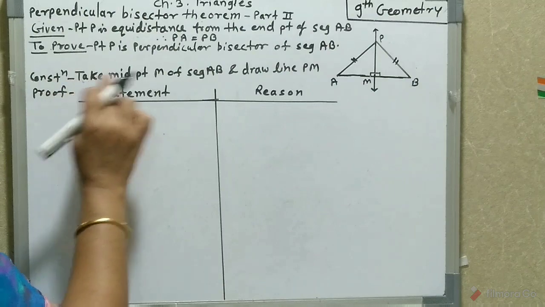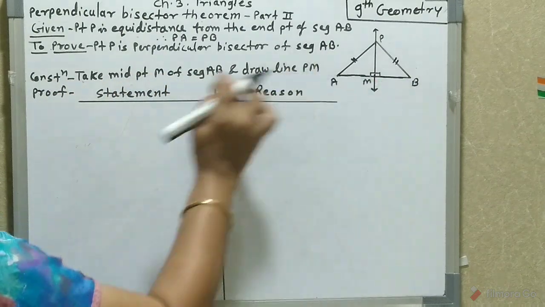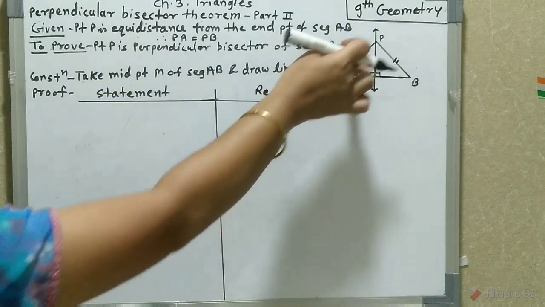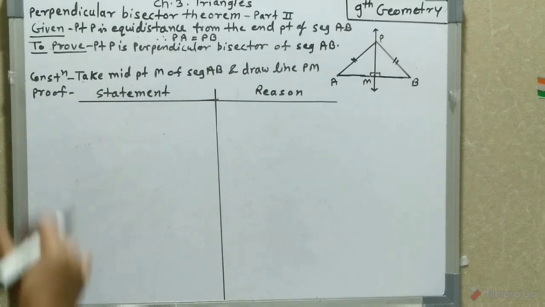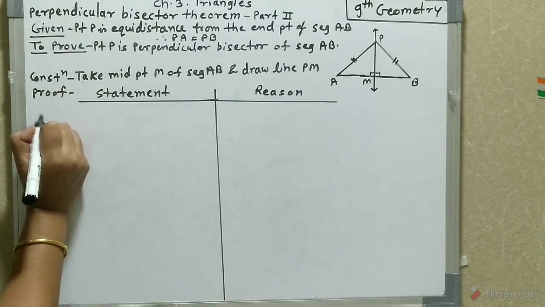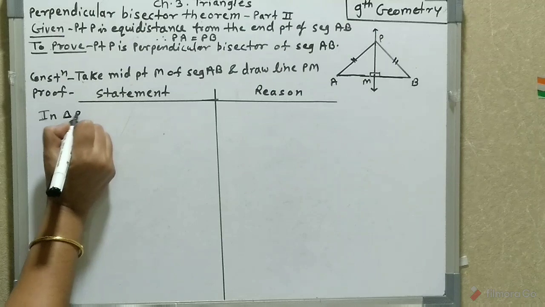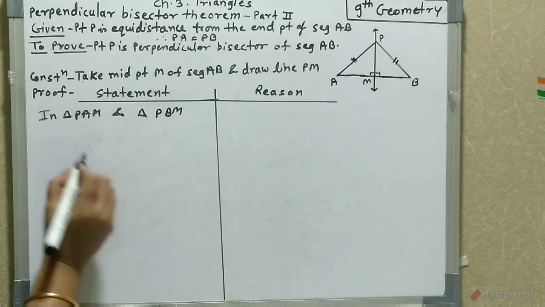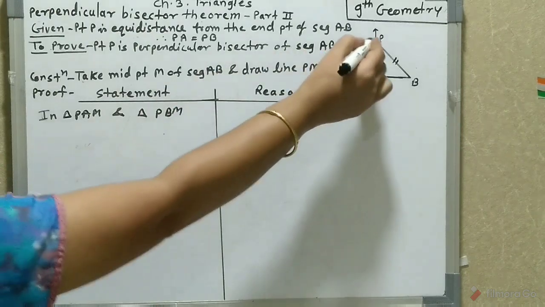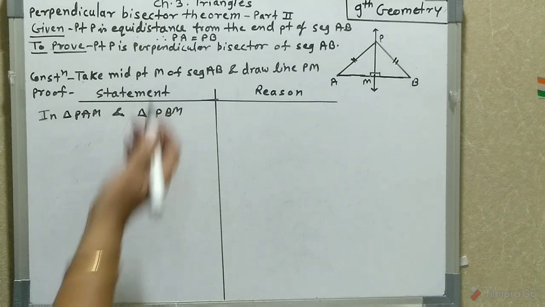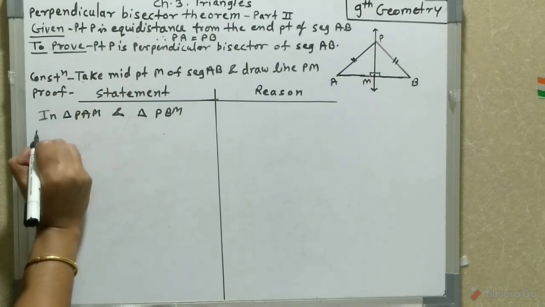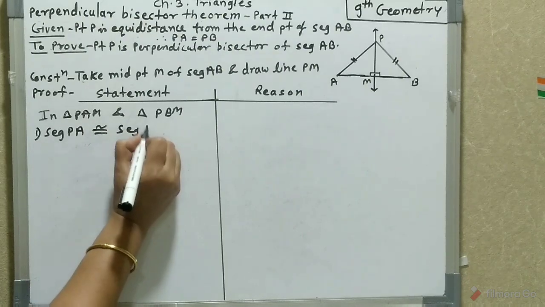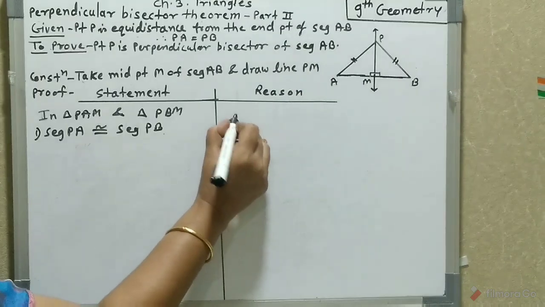So now what is the construction? Take midpoint M. This is midpoint M of segment AB and then draw this line PM. So for this line we get these two triangles. So in triangle PAM and triangle PBM, okay, in these two triangles these segments are equal. That is given in our theorem. So segment PA congruent to segment PB, that is given.